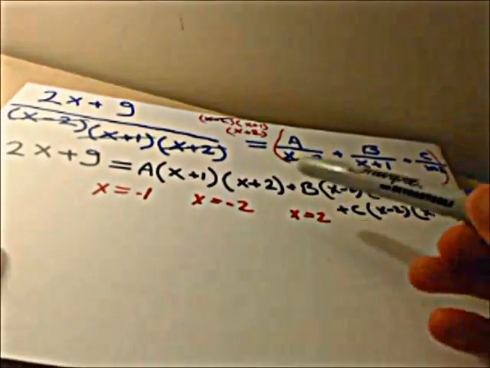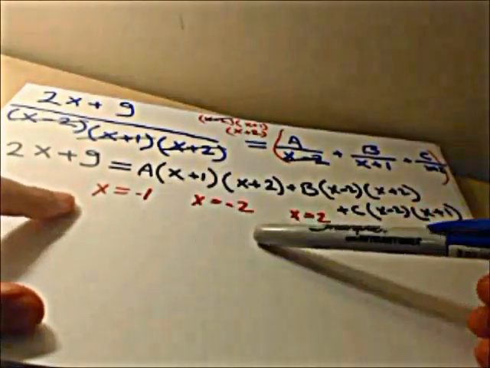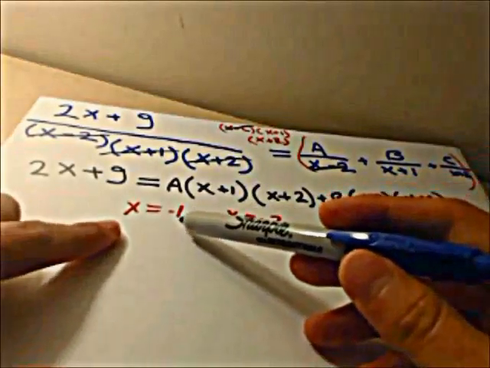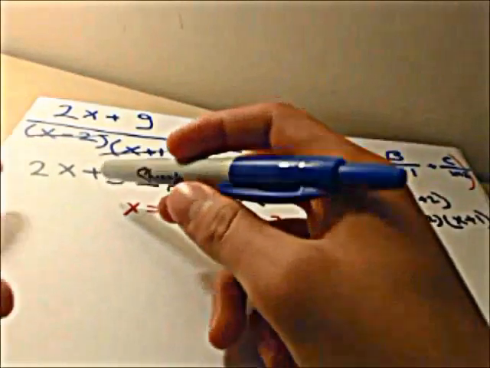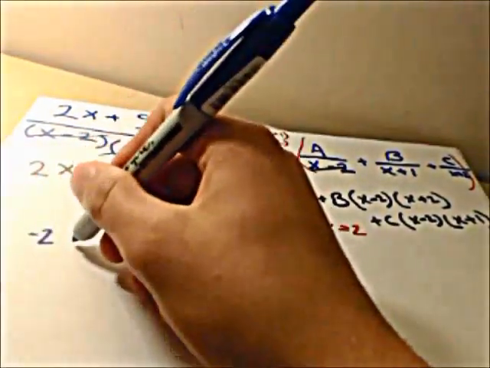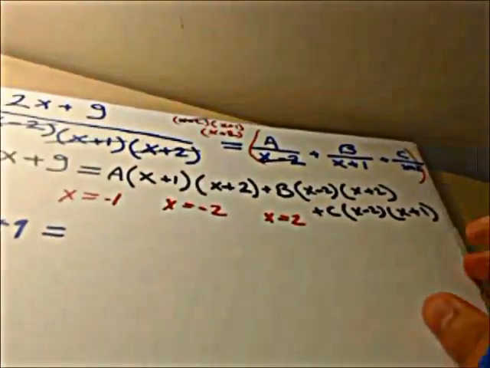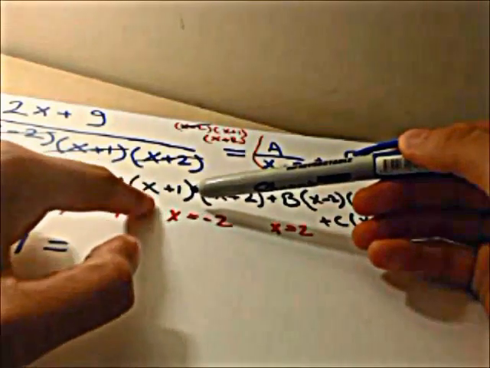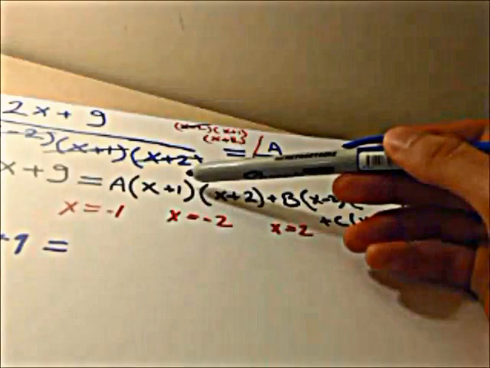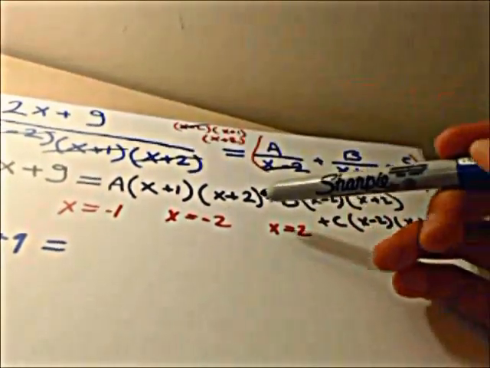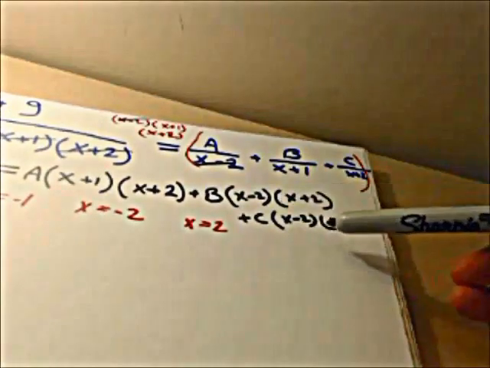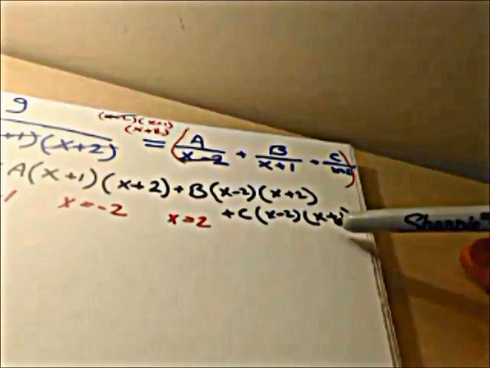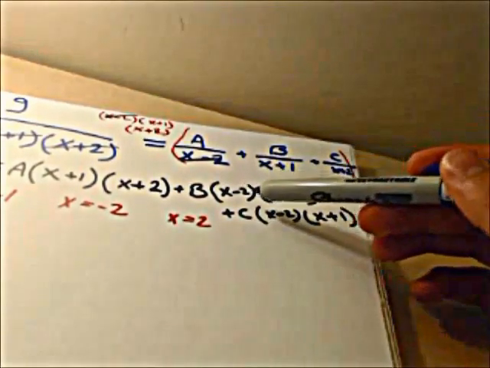So now what I basically do is substitute each of the three values of x into the original equation. For the first one, let's try x = -1. If x is equal to -1, what I'm left with here is 2 times -1, which is -2, plus 9 on this side. And for A times (x + 1), if you plug in -1 here, we're left with A times (-1 + 1), which is 0, so the whole of A turns to 0. So we got rid of A. The same thing we plug in for C, we got rid of C, because it all goes down to 0, because we've got -1 + 1. So we're left with only B.